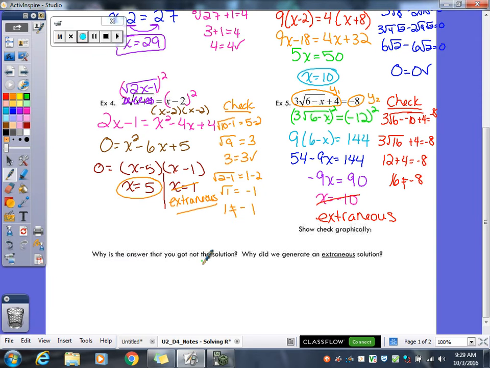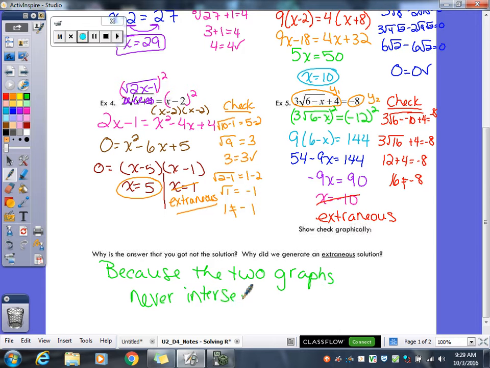So why is the answer that you got not the solution? Because the two graphs never intersect. And again, since it says show check graphically, we should draw a little picture. Here's our negative 8. Here's our radical. They never actually crossed each other.